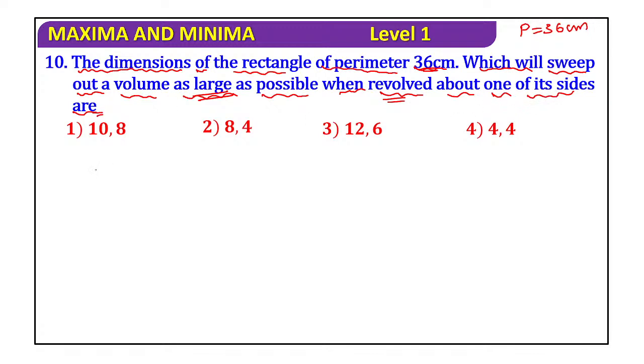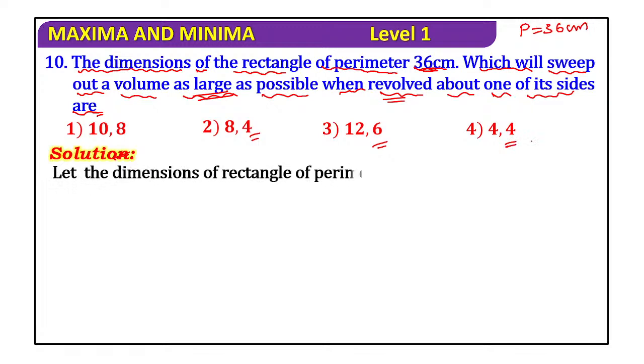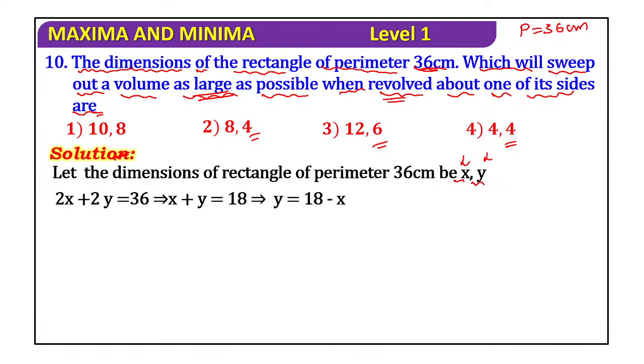What they are asking: is it 10, 8, is it 8, 4, is it 12, 6, is it 4, 4? For that you just say the dimensions of the rectangle of perimeter P are x, y. I will take the dimensions of the rectangle as x and y. We know that 2 times (x plus y) is equal to the perimeter. Therefore, 2x plus 2y is equal to 36. So x plus y is equal to 18 and y is equal to 18 minus x.